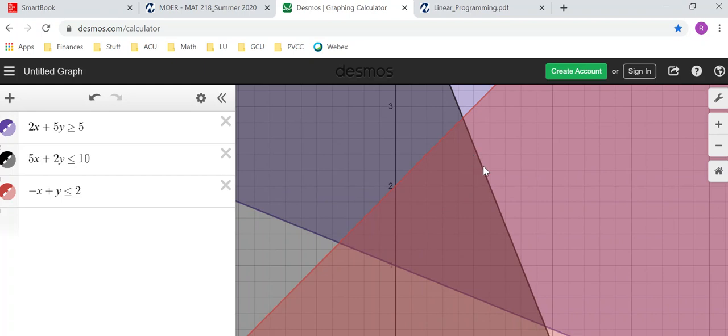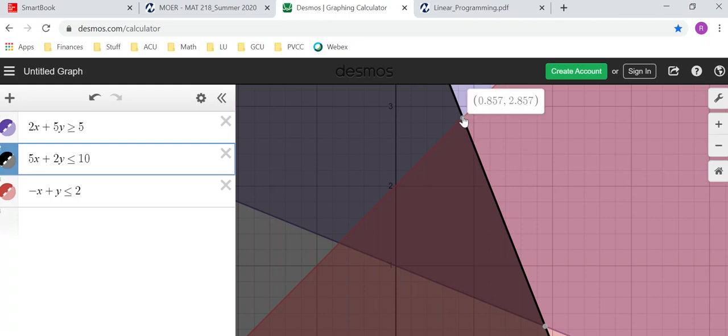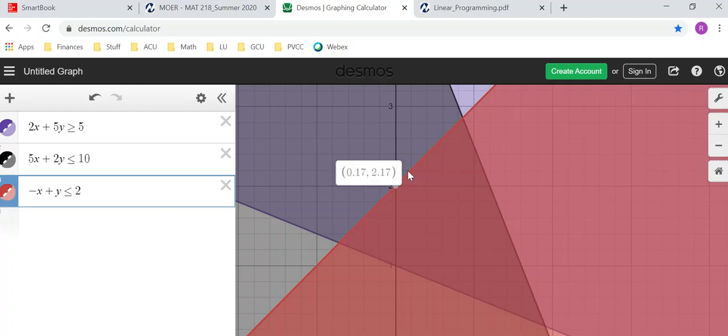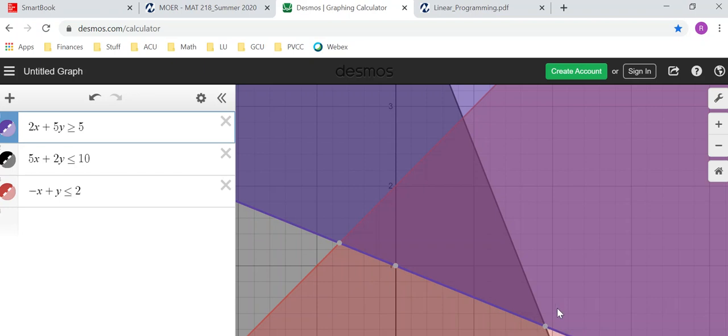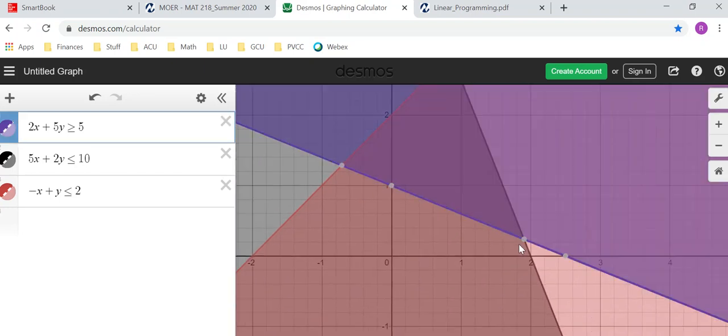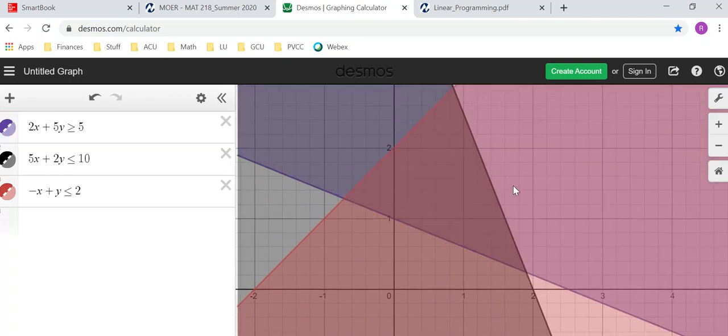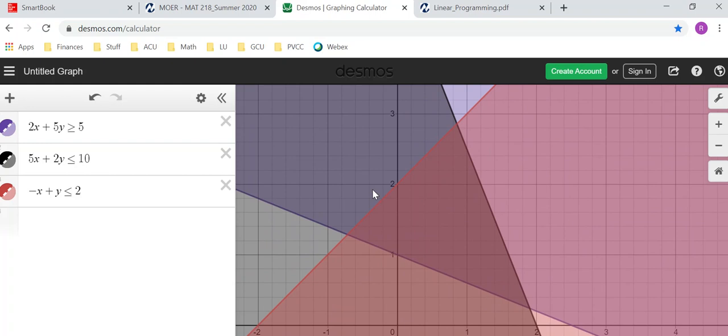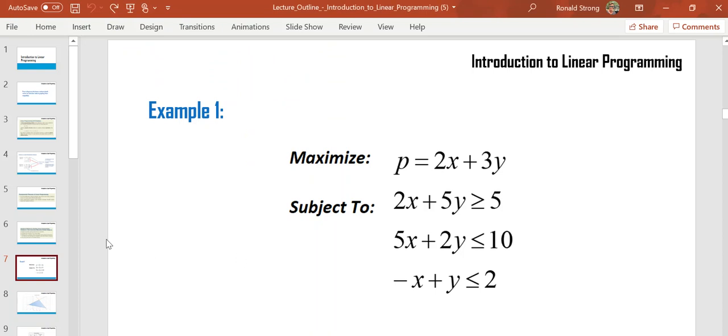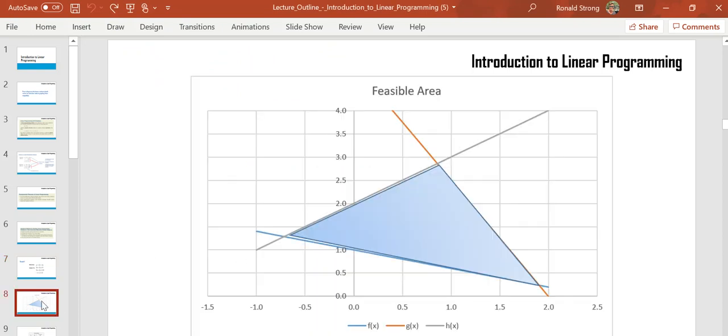So the nice thing about Desmos is, click somewhere on the line, and it'll tell you what the corner point is. (0.857, 2.857). Click on this line. It gives you that point again, but also this point, (-0.714, 1.286). And click on this one, and we can get this point down here, (1.905, 0.238). So those three corner points of this feasible region are what we want. Let's go back to the slide.